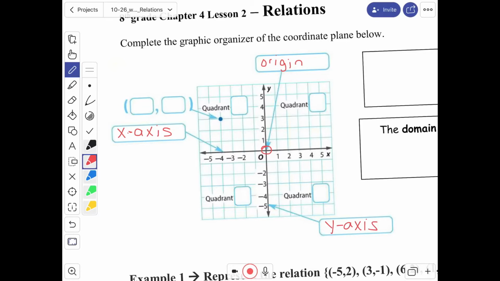And these axes divide the plane into 4 quadrants. It goes counterclockwise, and we use Roman numerals to label them. This is quadrant 1. This is quadrant 2. This is quadrant 3. And this one is 4.